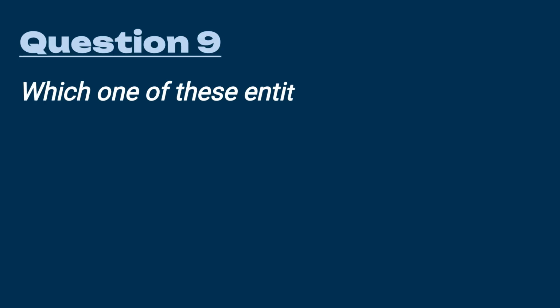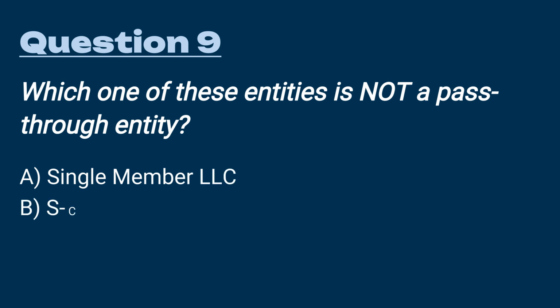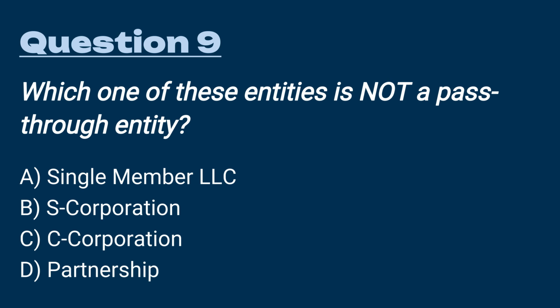Question number 9. Which one of these entities is not a pass-through entity? A, single member LLC, B, S corporation, C, C corporation, or D, partnership?